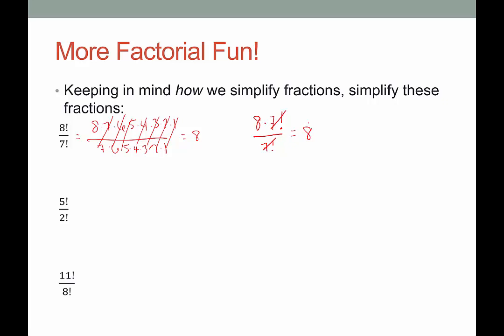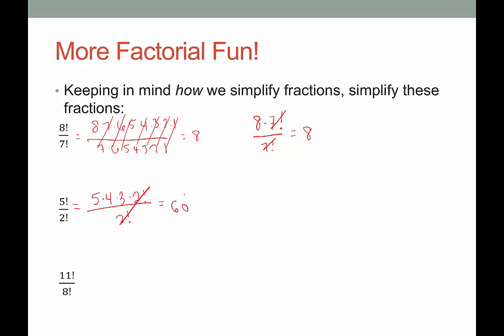So what we might do instead is just write out whichever one is a bigger factorial, so 5 is bigger than 2 in the next example. Write out 5 until you get to that other factorial and then stop and write it as a factorial. So I'm going to expand 5 factorial to 5 times 4 times 3, and then I'm going to stop at 2 factorial because that matches what I have in the denominator. We cross those out, and now what we're left with in the numerator is 5 times 4 times 3, which is 60. Okay, one more.